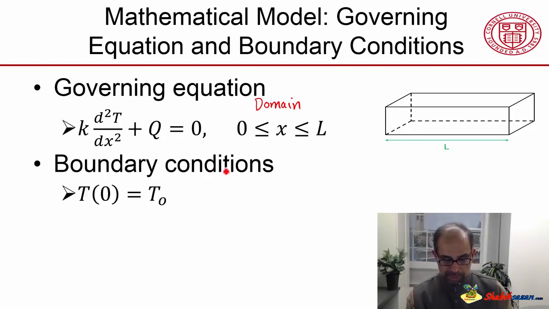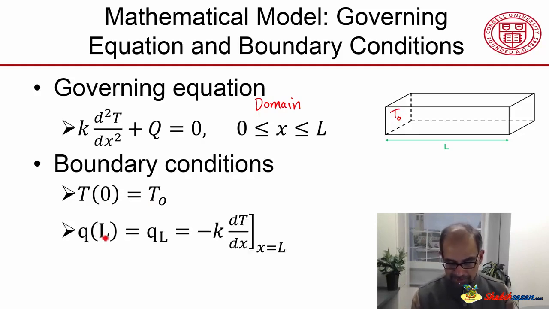The boundary conditions, first let's take a look at the left boundary condition. So we say that at the left boundary we know the temperature at some value T sub 0. So that's a value at that face. And at the right face we have the heat flow per unit area. That's a heat flow per unit area. So that's the boundary condition at the right face, and we know that value.